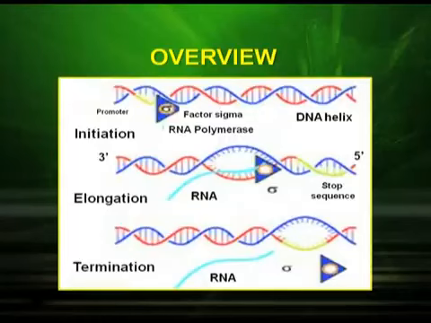So, let us have an overview of the transcription process. First, the initiation, which takes place with the help of sigma factor, then elongation, where the RNA nucleotides are added, and the termination, where the rho factor terminates the process.